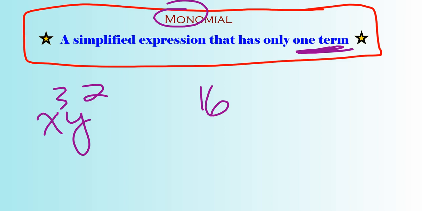We can combine numbers and variables and have things like 14x to the 4th, y to the 7th. That is a monomial. Things like that. Those are the types of expressions that we're going to find the GCF and the LCM for. So let's start out with the GCF.